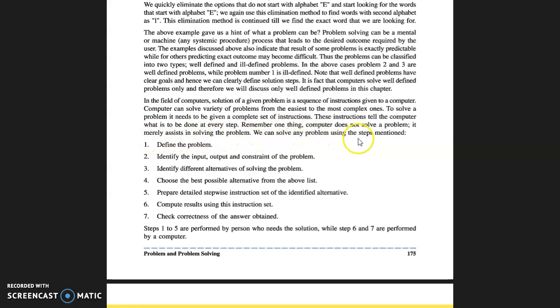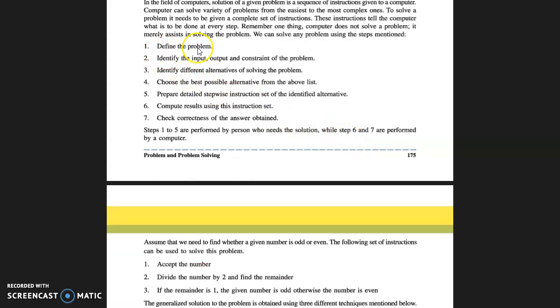We can solve any problem using the steps mentioned. Define a problem. What is a problem? Identify the input, output and constraints of the problem. To solve this problem, which type of input should we give to the computer? After giving this input, what process will be done in the computer, and then what output do we want? Identify different alternatives of solving the problem. Choose the best possible alternative from the above list. Prepare a detailed step-wise instruction set of the identified alternative. Compute results using this instruction set. Check correctness of the answer obtained.